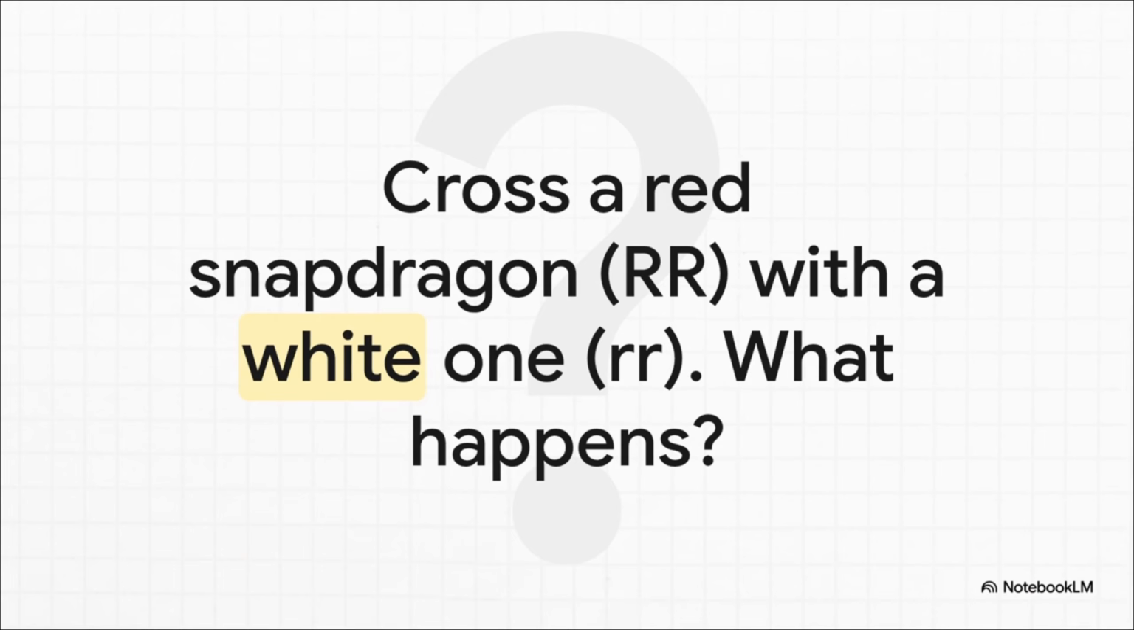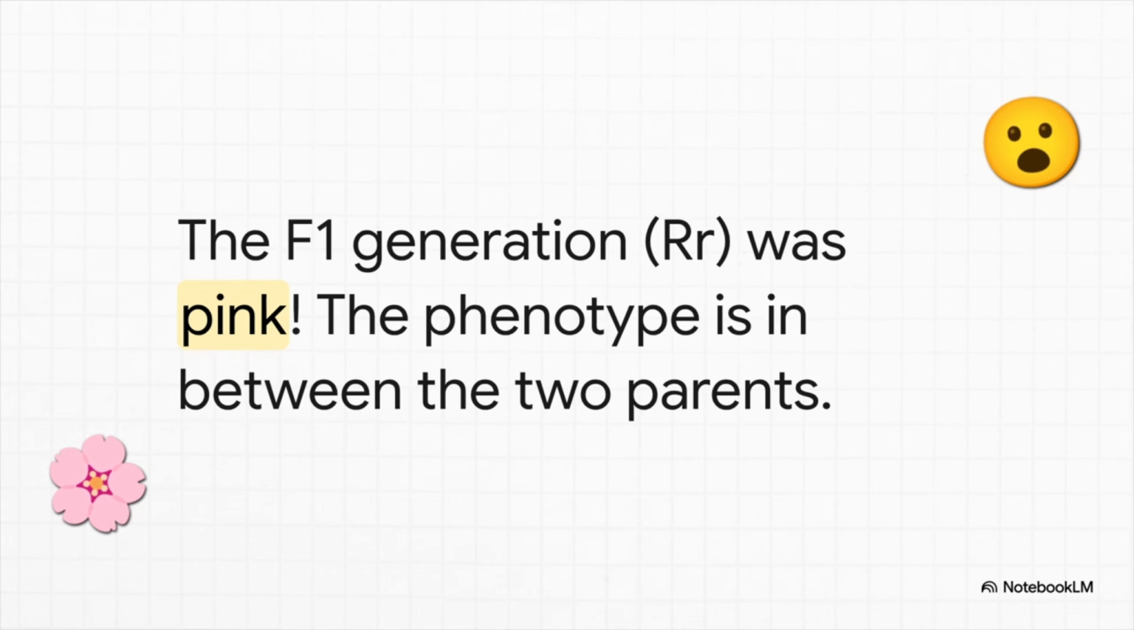Okay, so imagine this. You take a true breeding red snapdragon, so its genes are big R, big R, and you cross it with a true breeding white one, little r, little r. Now, based on what we just reviewed, you'd think the baby flowers would all be red, right? Or maybe all white if white was dominant. So, what do you think happens? Nope, they're all pink. How wild is that? Not red, not white, but a perfect blend right in the middle.